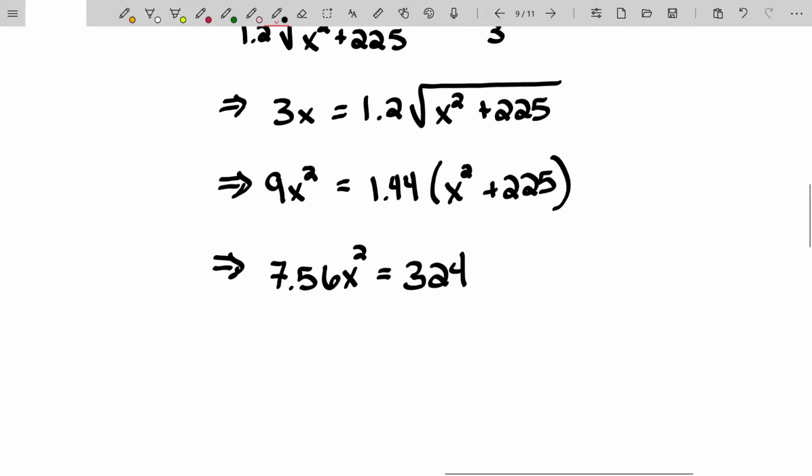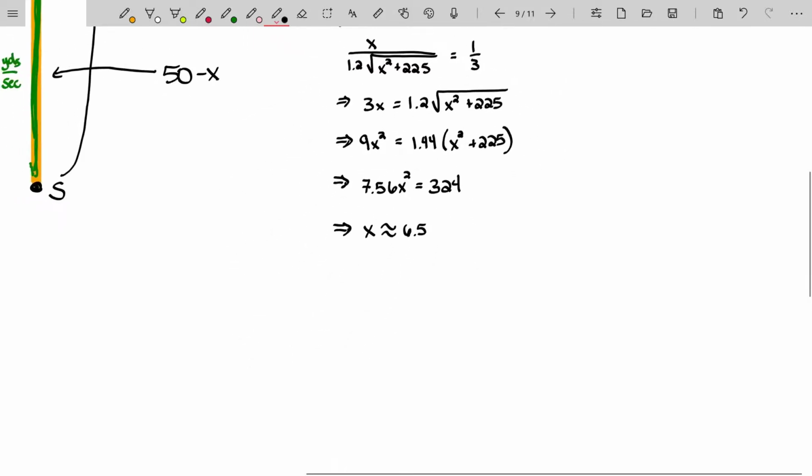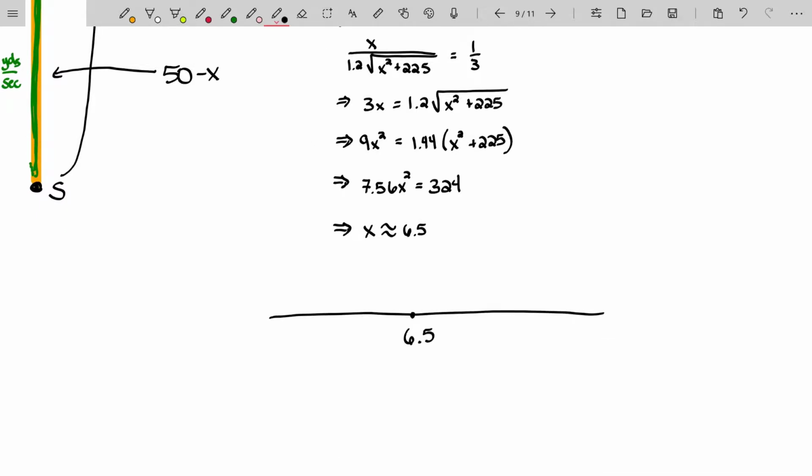Divide both sides by 7.56 and take the square root. You will get x is approximately equal to the square root of 324 divided by 7.56. Just make sure that I typed everything in. Yes, I did, roughly 6.5. Now, I want to create that number line. I'll plot 6.5 on it.